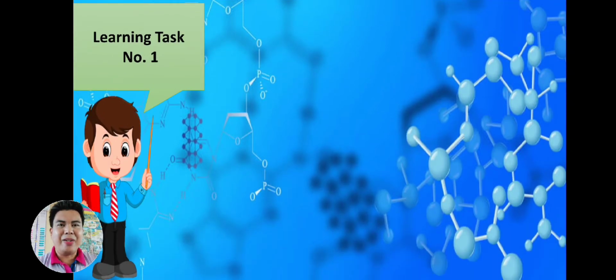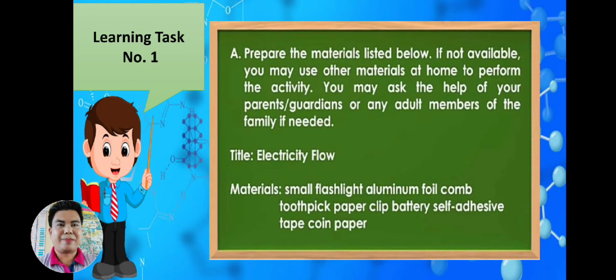Let us have now the first learning task, the task number 1. We are going to prepare the materials listed below. If not available, you may use other materials at home to perform the activity. You may ask the help of your parents or guardians or any adult members of the family if needed. The title of the learning task number 1 is the electricity flow.